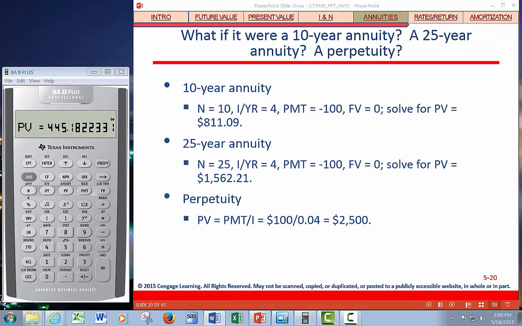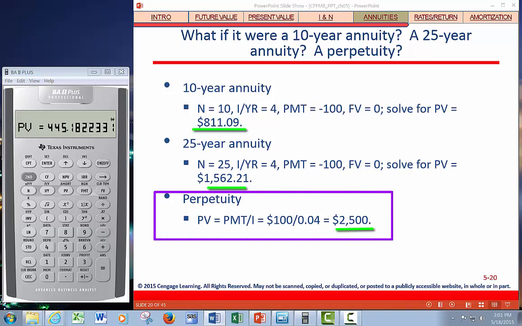Here we look at what happens when we calculate the present value of a 10-year annuity, 25-year annuity, and then a perpetuity. As the number of years increases, then the present value increases. A perpetuity is a payment that occurs forever. In other words, the n on your calculator would have to equal infinity. There is no infinity button on the calculator, so a perpetuity is actually just calculated with the formula shown in the 3rd bullet point. Just divide the payment by the interest rate.